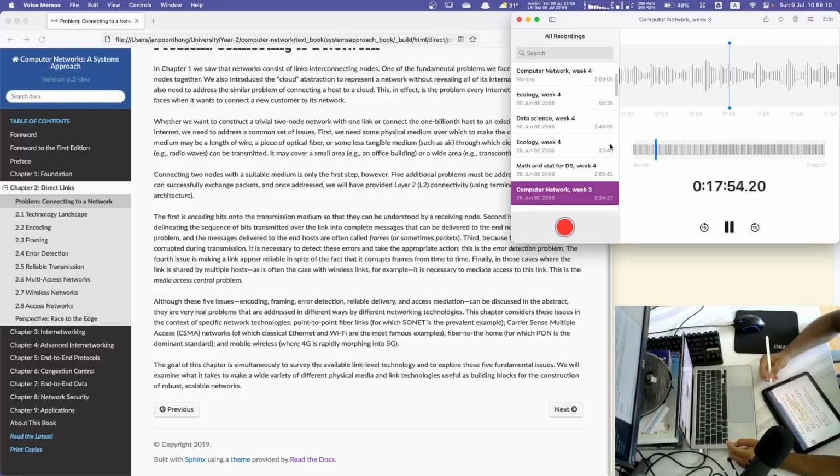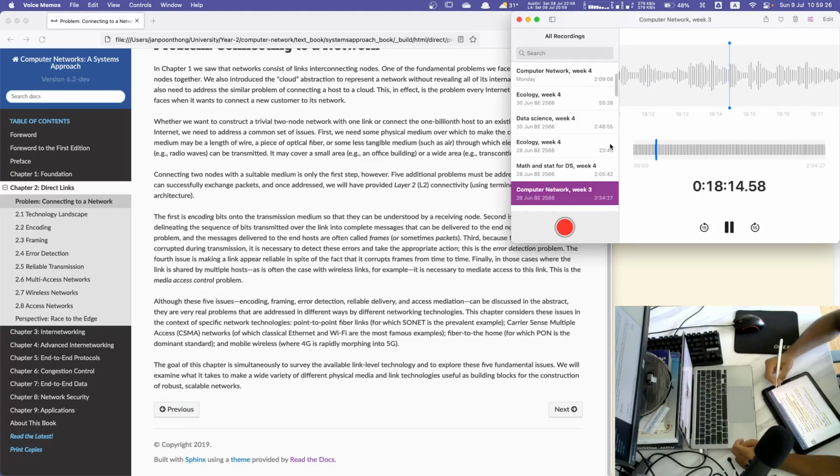This is the media access control problem. We believe that not just one host, but many computers are connected, and they all receive the signal without error. This is the multiple access control problem. That means we are not sending data from one computer; there are many hosts, many computers.